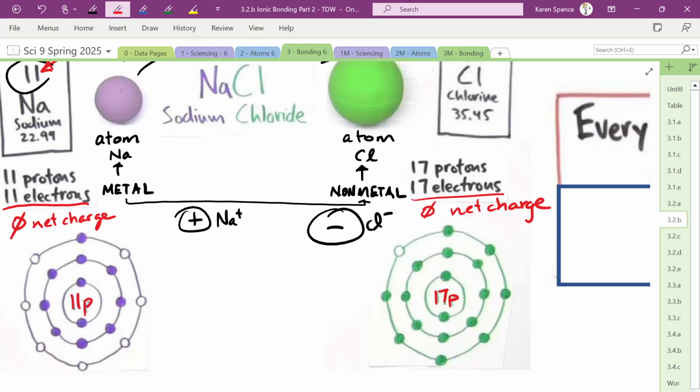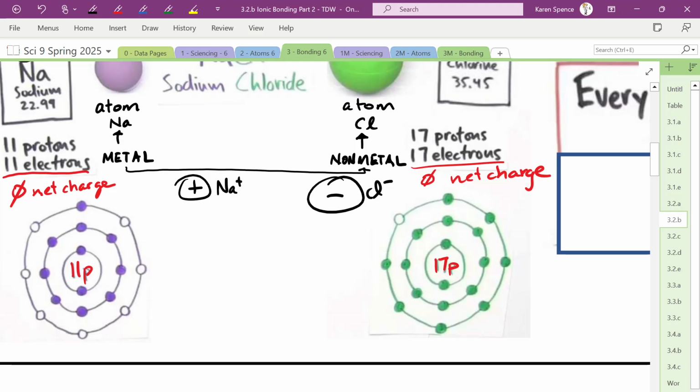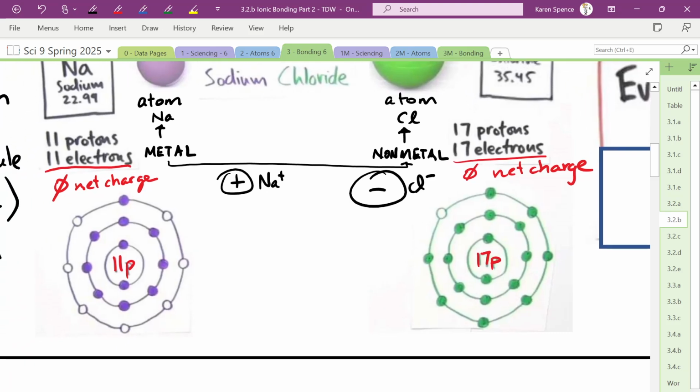What do you think is going to happen with these two little diagrams here? Take a look at the purple electrons. Take a look at the green electrons. Tell your partner what you think is going to happen.